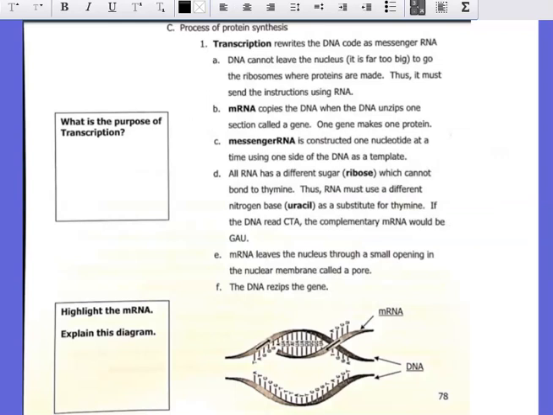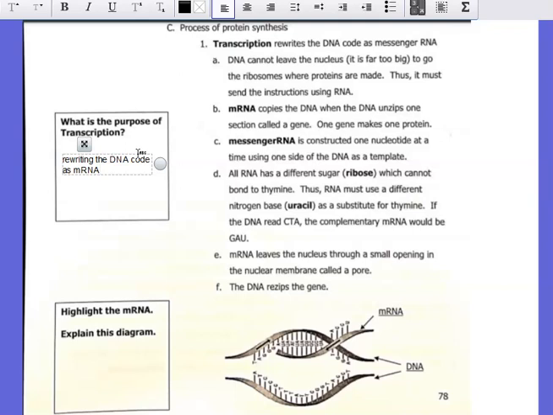So the first step in protein synthesis is called transcription. The whole purpose of transcription is that we are rewriting the DNA code as messenger RNA. We call it mRNA for short. And this has to happen because your DNA is way too big to leave the nucleus, so it cannot diffuse through the pores of the nucleus. So RNA is its messenger.